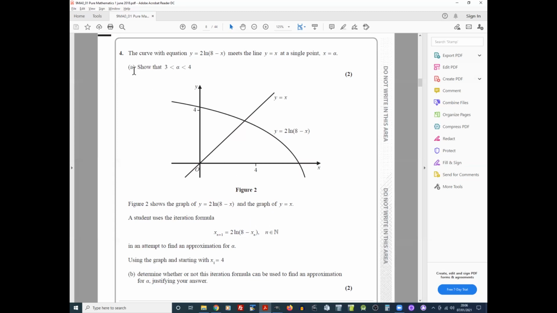But in part A, what they're making you do here is making sure you understand what's going on. How would you show that alpha, the solution to x, is between 3 and 4, even though we won't find the perfect solution? So the x value of the point that they cross is between 3 and 4? That's right. So here's an x value of 4, 3's about there, and the solution to where these meet would be somewhere between 3 and 4.